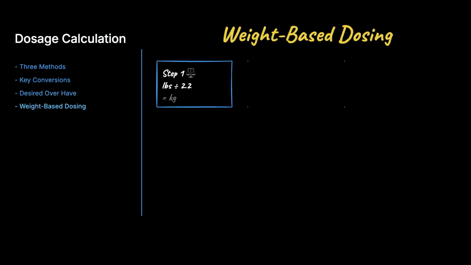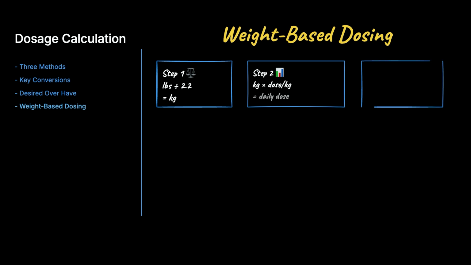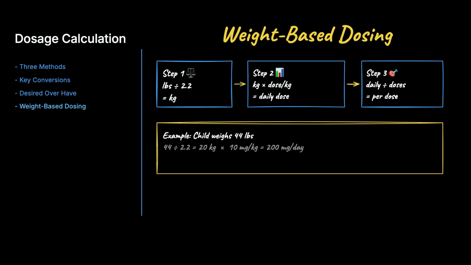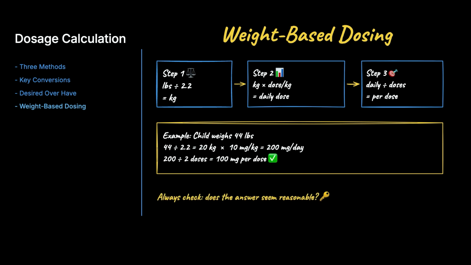Weight-based dosing is especially common in pediatrics, so let us practice the thinking. First, convert the child's weight from pounds to kilograms by dividing by 2.2. Next, multiply the kilograms by the prescribed amount per kilogram to find the total daily dose. Finally, divide that total by the number of doses per day and check for reasonableness.